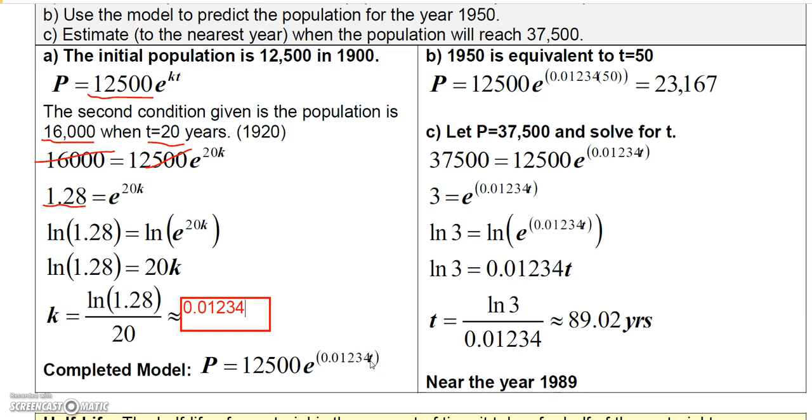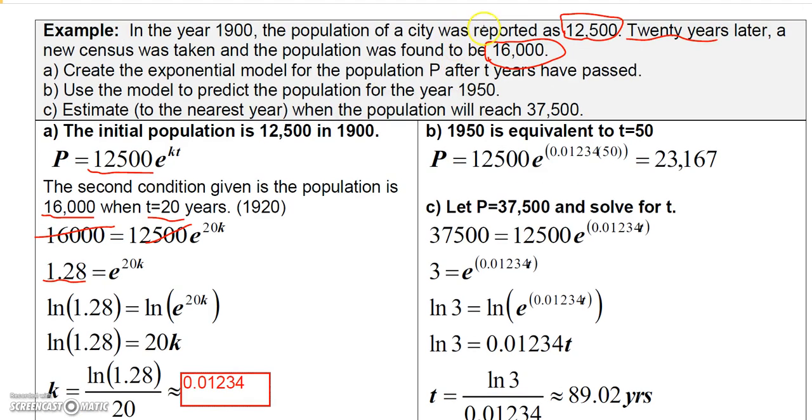Now what this allows me to do, now that I have this completed model, is solve for P if you give me a particular t value, but I can also solve for t if I know a particular P value as well. So part B says use the model to predict the population for the year 1950. Now remember, we started at 1900, so that would be when t was 0 was 1900.